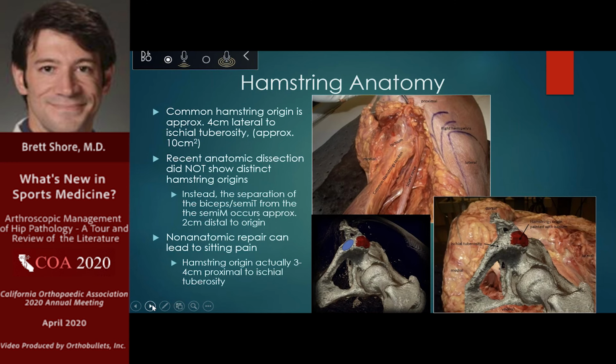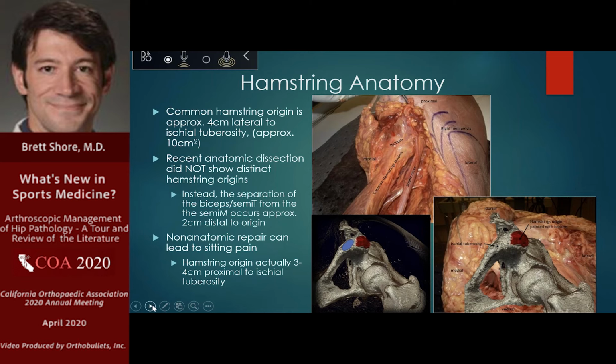So again, a brief review of the anatomy. The common hamstring origin is approximately 4 centimeters lateral to the ischial tuberosity, and this is important to note. A recent anatomic dissection out of a group here in LA, actually, Dr. Gerhardt's group, did not show distinct hamstring origins. Instead, it found that the separation didn't occur until 1 centimeter or 2 off of the pelvis. And additionally, that the hamstring origin was actually 3 to 4 centimeters proximal to the ischial tuberosity.